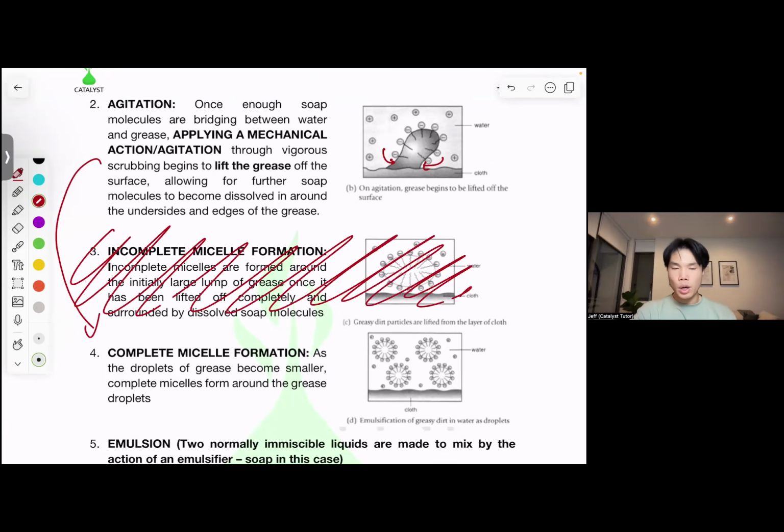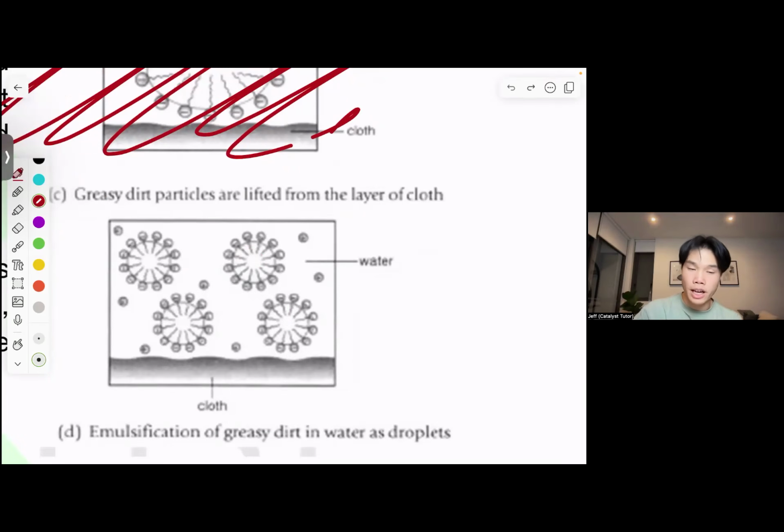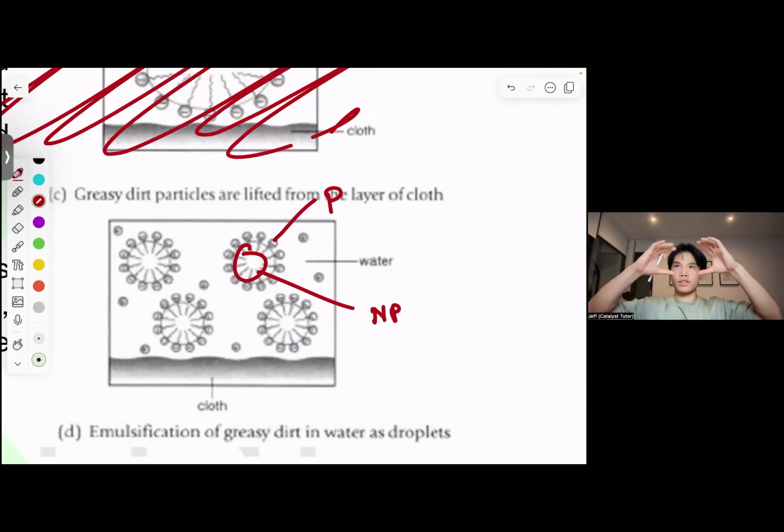Oftentimes I'll skip this step in my explanations in an exam, and I'll go straight to the complete micelle, where you have soap forming around a small lump of grease, completely enveloping it, and the grease is held in the non-polar portion with the tails facing inwards, whereas the polar heads face outwards towards the water. So what's essentially happening is you have this non-polar portion being shielded in a core. This whole inside bit is all non-polar, but because the heads are polar and dissolved, this whole lump of grease is now floating around in water, which is never supposed to happen because it's meant to be immiscible.